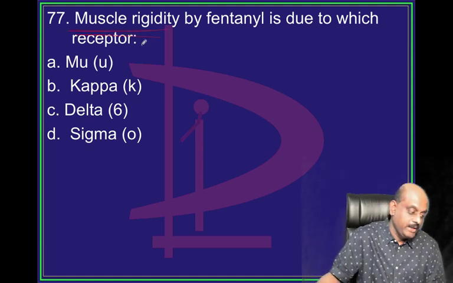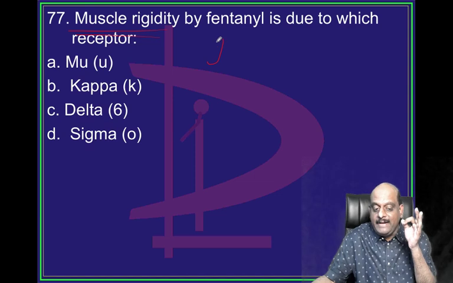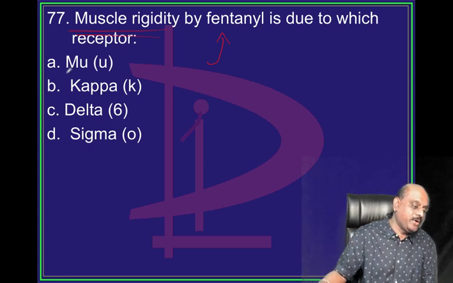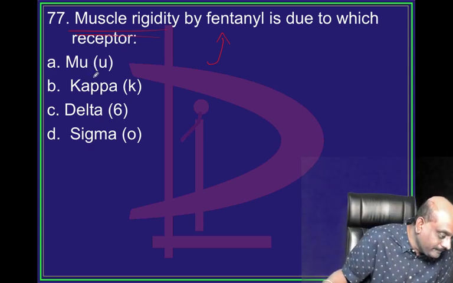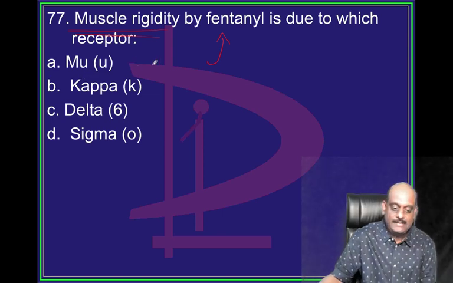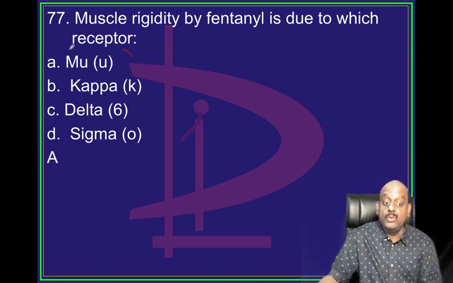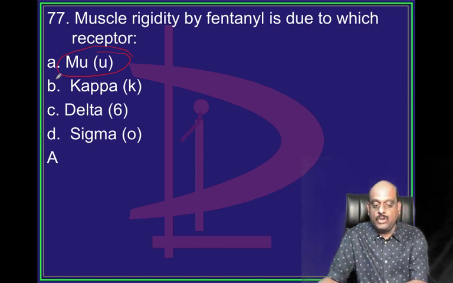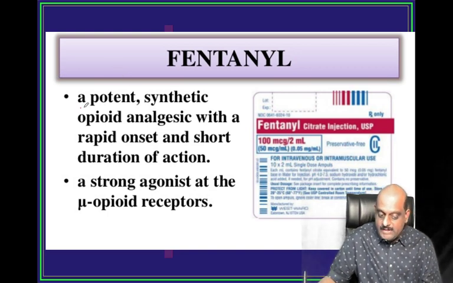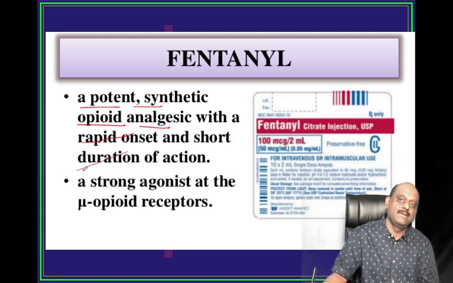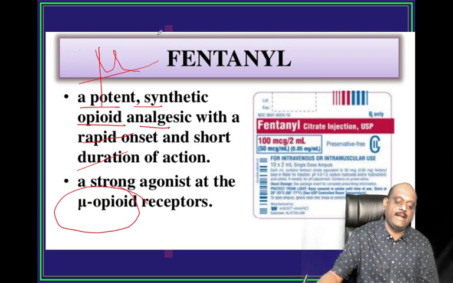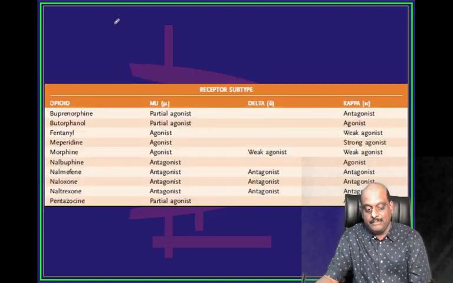Now doctor, muscle rigidity by fentanyl is because of action on which receptor? It is a very important question. Mu receptor, doctor. Fentanyl is a potent synthetic opioid analgesic with rapid onset and short duration. Mu is fentanyl. That's what you need to remember.